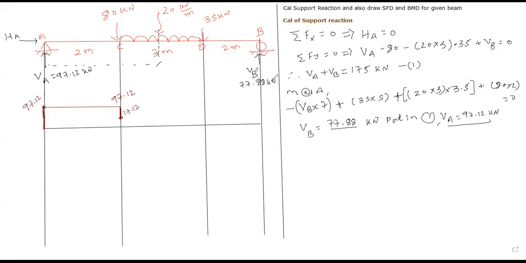So in your calculator, type 17.12, that is positive, minus the total load of UDL, that is 20 into 3. You have to write it in brackets: minus, bracket, 20 into 3, bracket close. What is the value? Please give me.